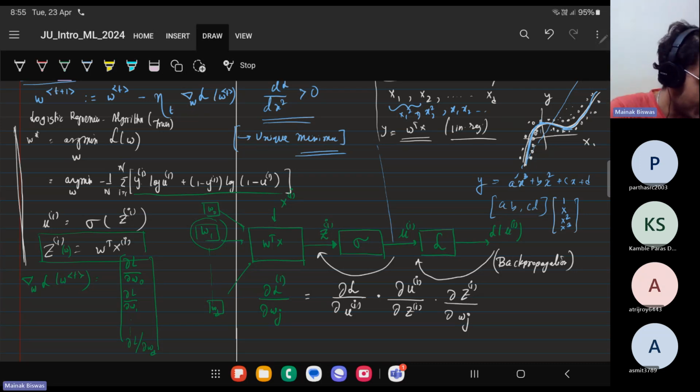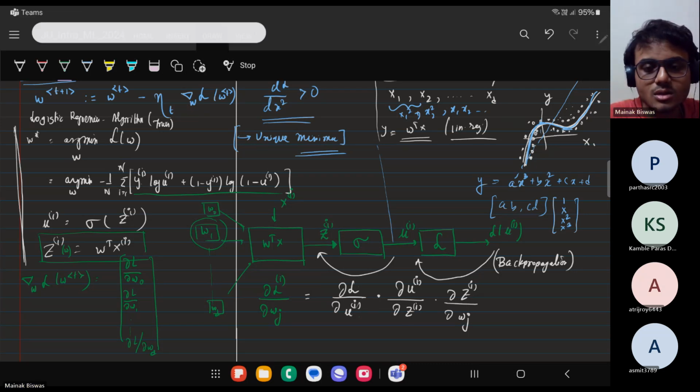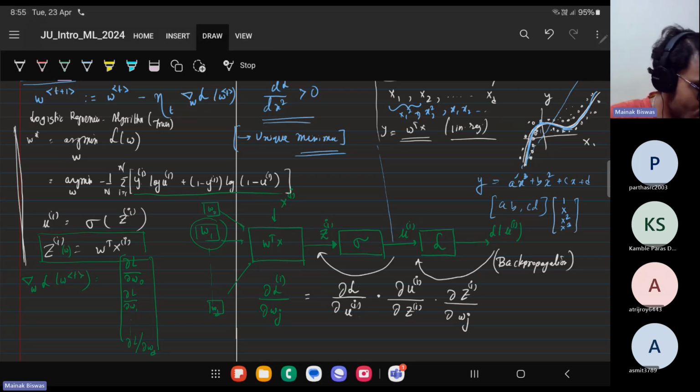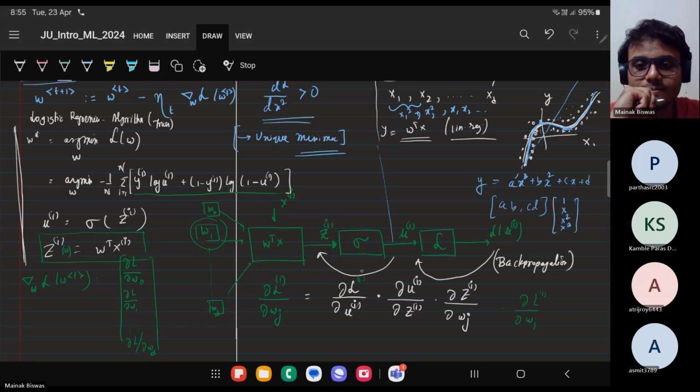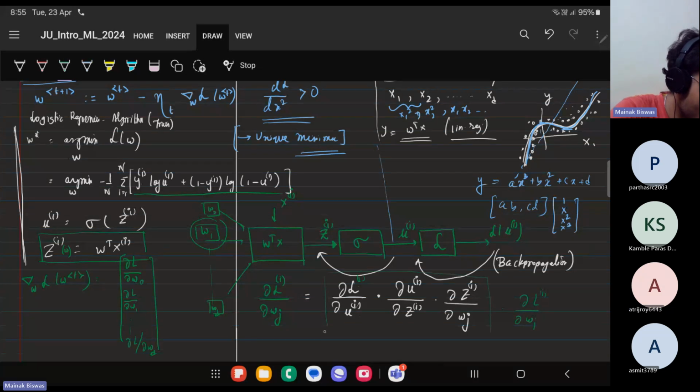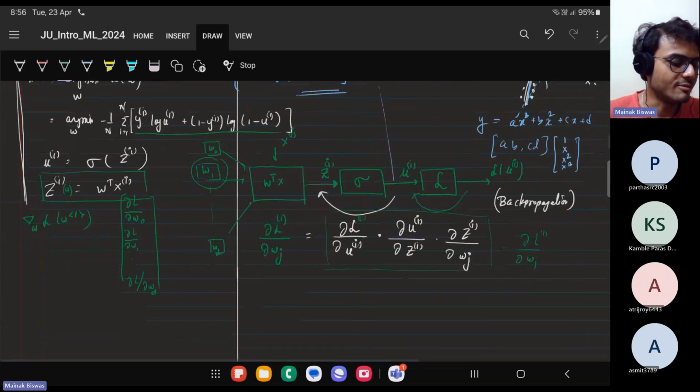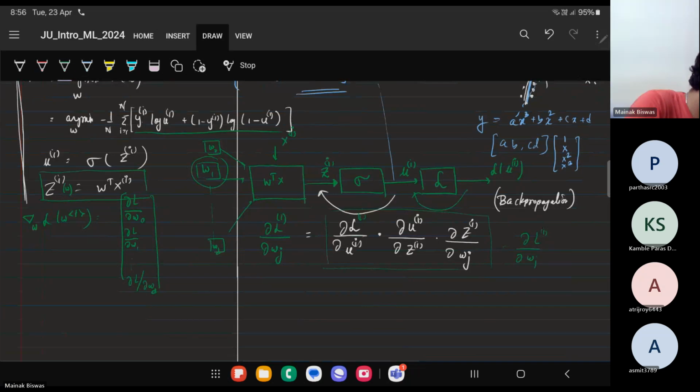Now see, chain rule is applied, right? So dL/d mu, d mu/dz, dz/dw. That is nothing but equal to dL/dwj, right? This is a chain rule. If you do not remember chain rule, you can just sort of cancel continuously, although that is a terribly wrong thing to do. Now tell me, what is dL/d mu? First step is dL/d mu, right?